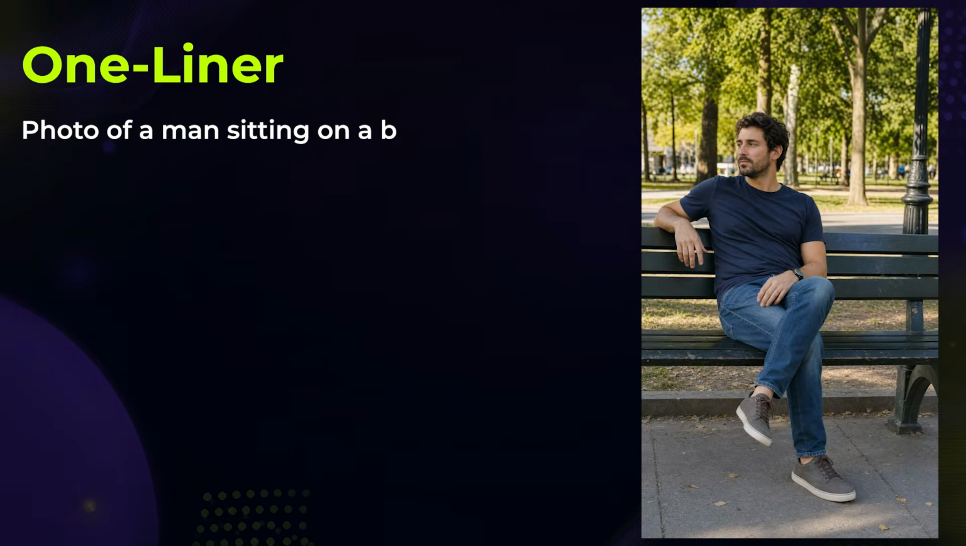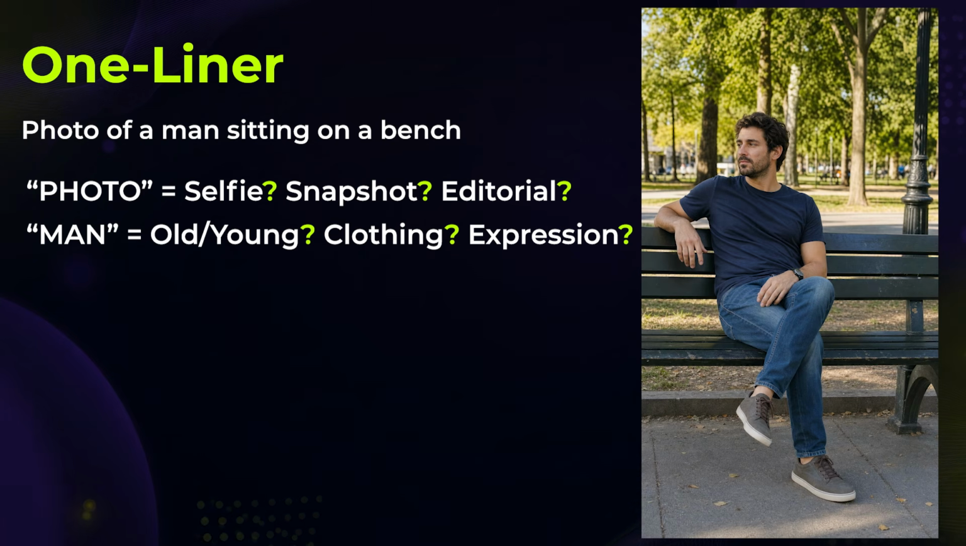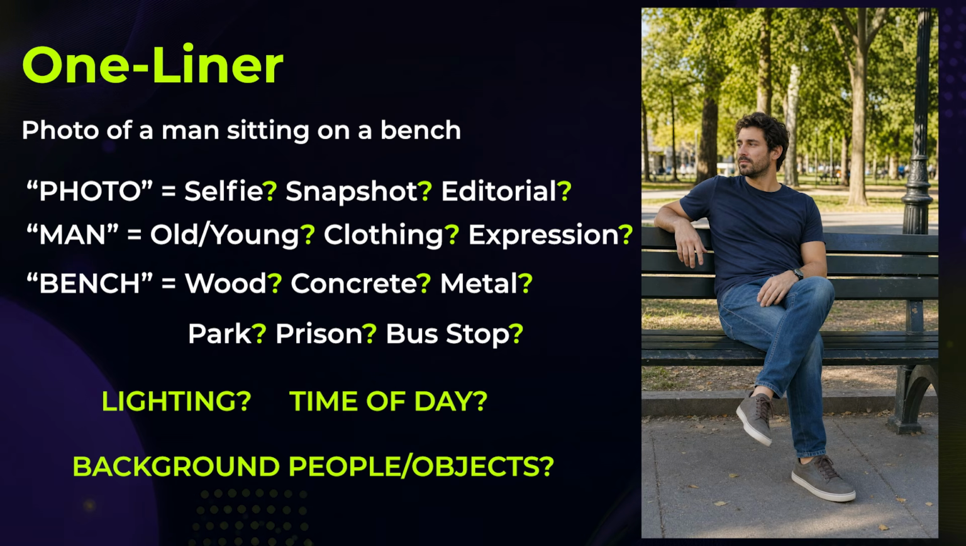For instance, in this one-liner prompt, I said a photo of a man sitting on a bench. That left it up to the model to decide what kind of photo, what the man looked like from his age to his clothing, what kind of bench he was sitting on, and what environment it was in. Not to mention lighting, time of day, other people, or objects in the environment, and so on.